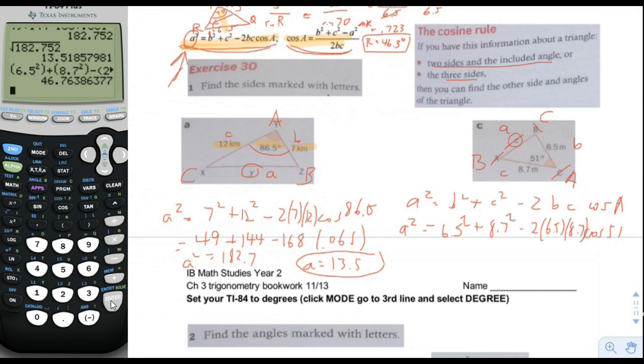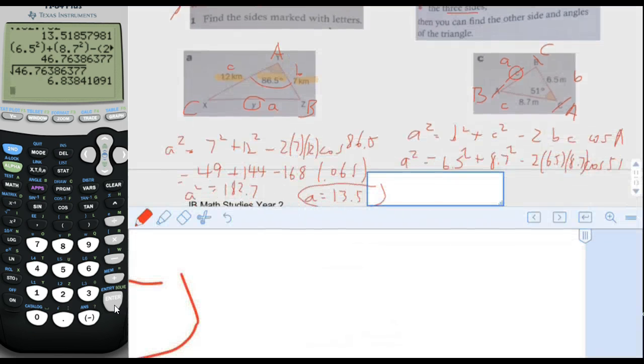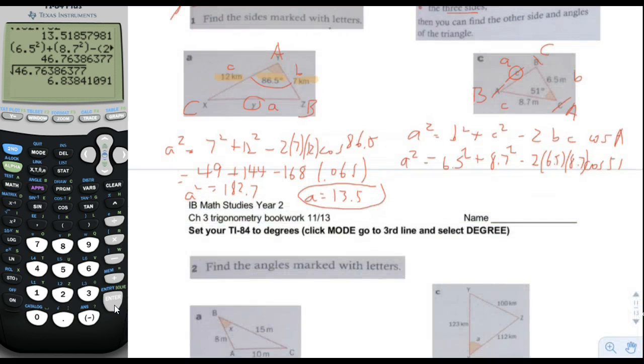And if we take the square root of that, we get 6.84. So the side that we're looking for is 6.84, and they called it C, so it's actually C. Okay, 6.84. Is that reasonable? Yeah, because the other sides are 8.7, 6.5. Sounds reasonable. Okay, that's it for page 10.